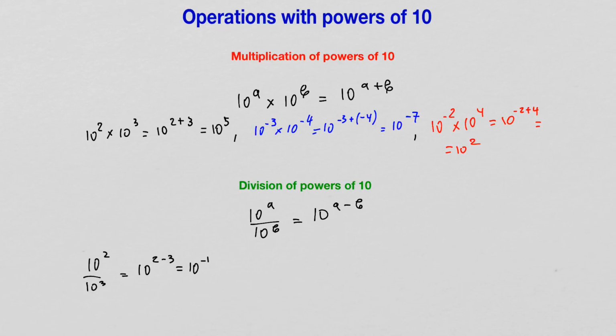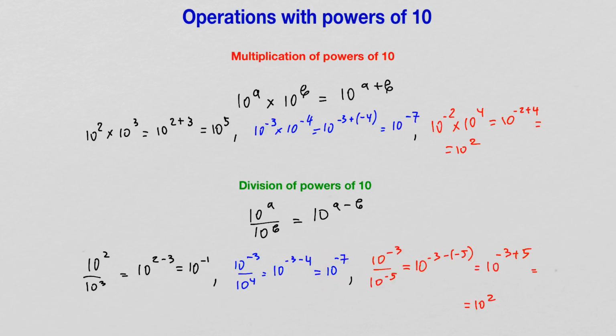So first I want to divide 10 to the second power by 10 to the third power. According to my definition here, that is equal to 10 to the power of 2 minus 3, which is the same as 10 to the negative first power. Now I want to divide 10 to the negative third power by 10 to the fourth power. So this is equal to 10 to the minus 3 minus 4, or that is 10 to the negative seventh power.